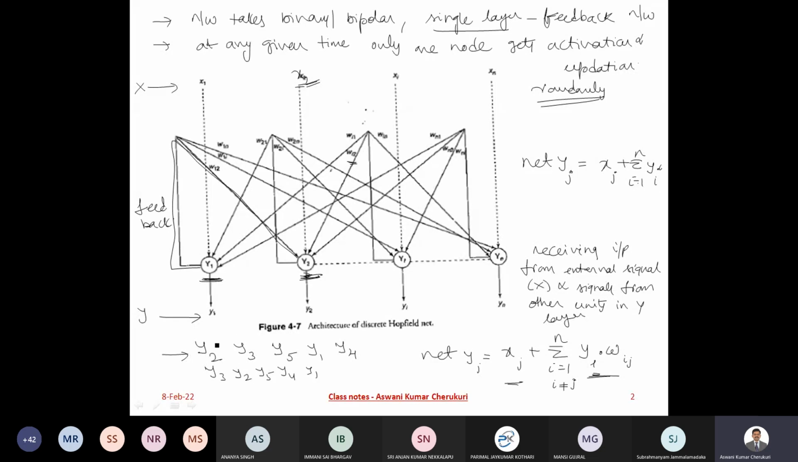But at any given instant of time, your activation and output verification and these calculations go only one unit at any given instant of time, in a random order. And that's the reason why the updation of this particular network is also regarded as asynchronous updates. Okay.